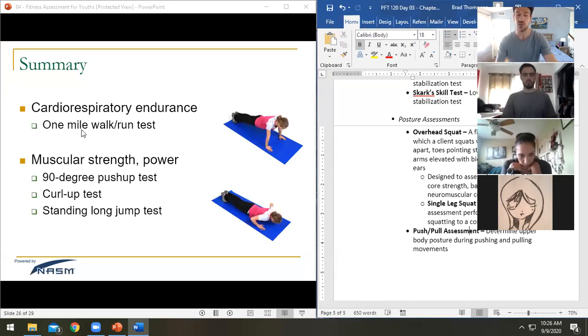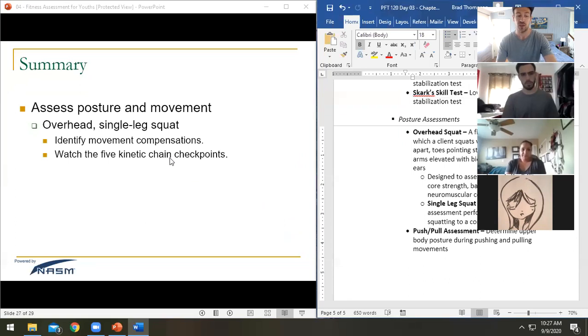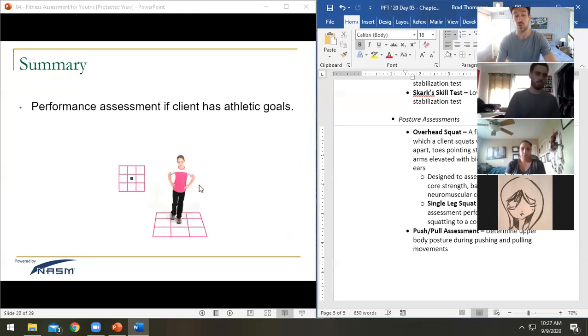For youth, that's usually going to be a 1 mile walk run, or if it's an adult, the YMCA 3-minute step test or the Rockport walk test. Muscular strength and power: for youths, you want to do the push-up test, the sit-up test, and the standing long jump test. And when it comes to posture, focus on the overhead squat.